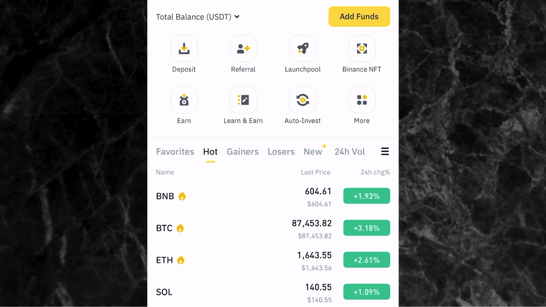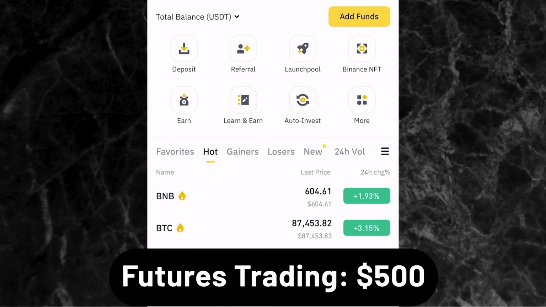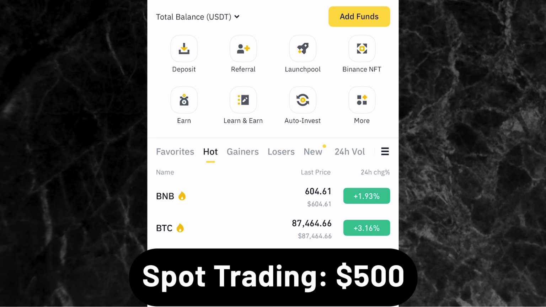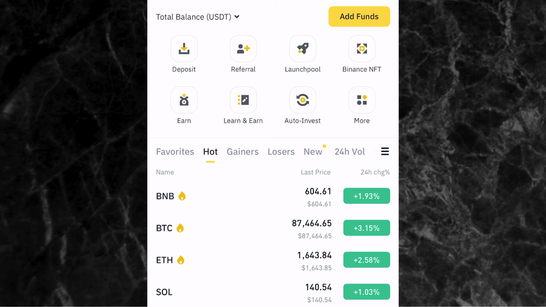And in that video, I copied 2 different traders. I copied one trader for futures trading with $500 and then I copied another trader for spot trading with $500, making it $1,000. Then I asked you guys to tell me how many days I should leave it for, and most of you said I should leave it for 7 days. So this is the 7th day, and in this video I'll be showing you how much I've been able to make or lose by copying those traders 7 days ago.